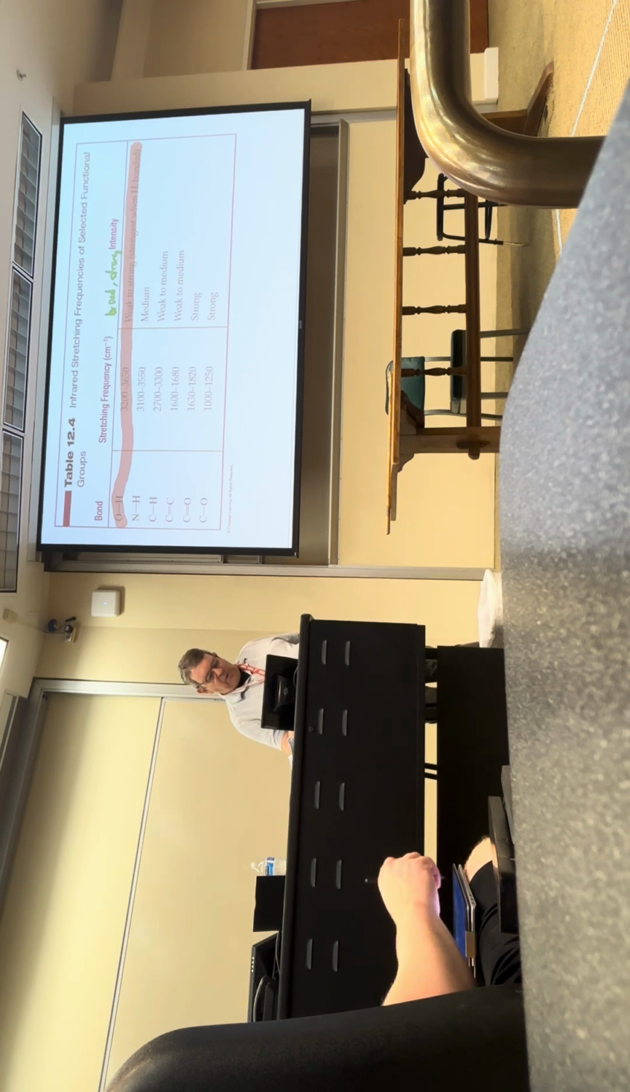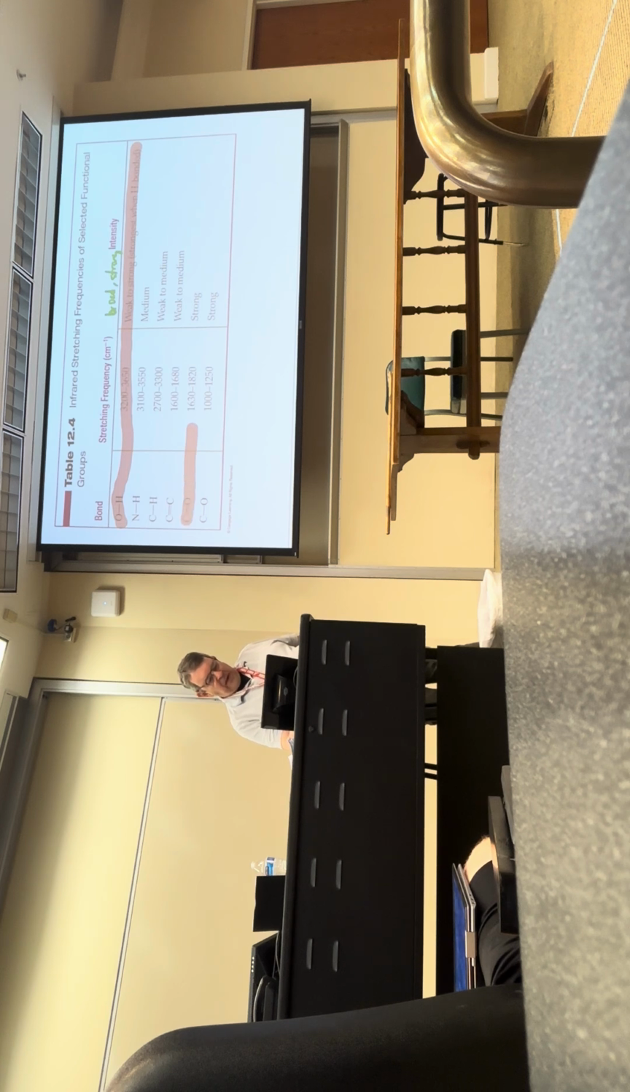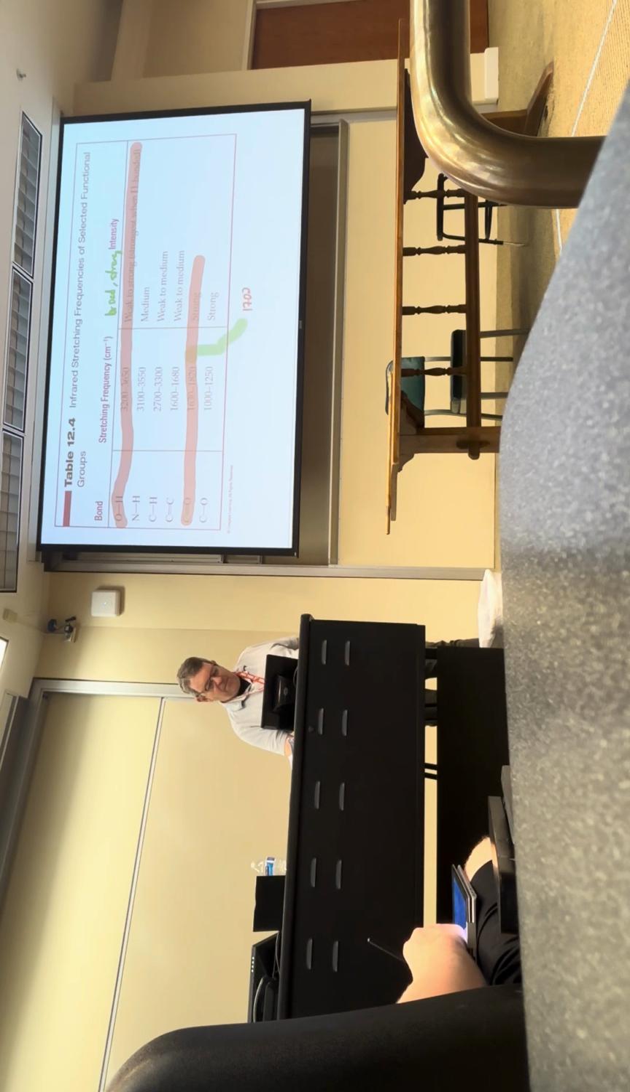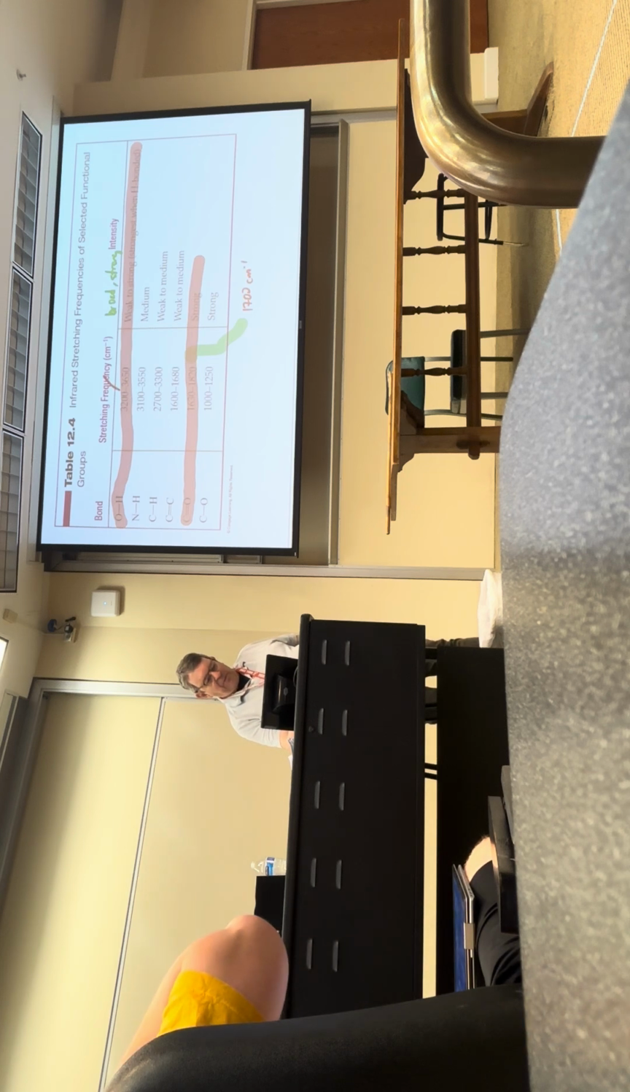The carbonyl group will be a second group that we will look for. Those are 1630, 1820, so that's centered on about 1700. This is probably centered around 3400, 3500.